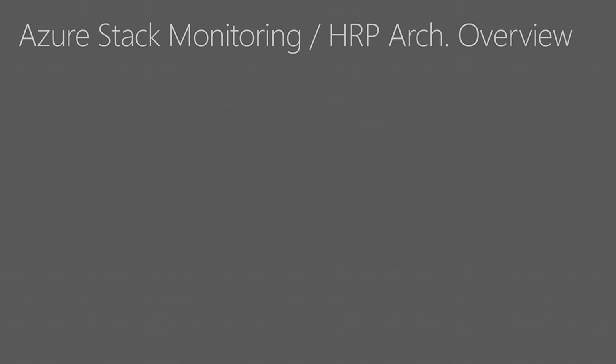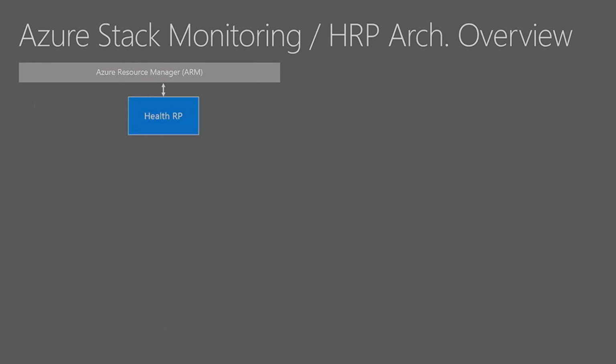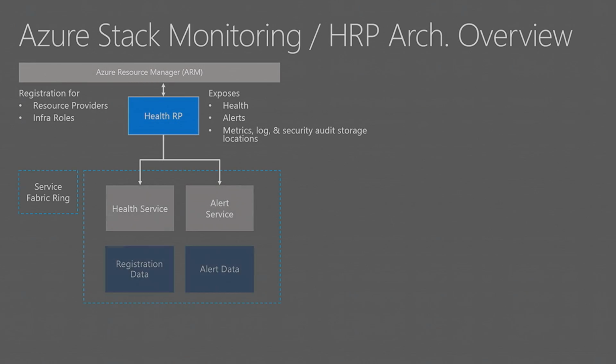So how does the monitoring solution work? Well, it all begins with the HRP, the Health RP. It exposes a northbound REST API up through ARM, and it allows for registration for resource providers and infrastructure roles. That's stored by the health service in our registration data store, which all sits in a Service Fabric ring with the rest of the foundational RPs. In return, the Health RP returns via REST API health state and alerts for those components.